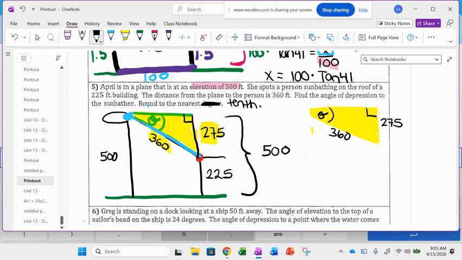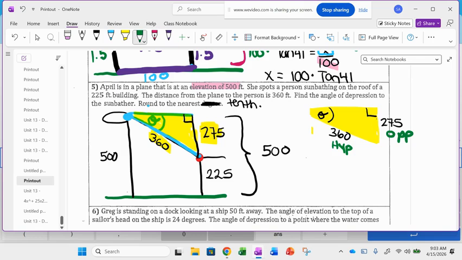So now we want to find the angle. I'm going to go label the two sides that I have. What is 360? Opposite, adjacent, or hypotenuse? It is the hypotenuse. How do you know, Jason? How do you identify the hypotenuse? Good, because it's across from the right angle. And then the 275 is opposite because it's far away from the theta.